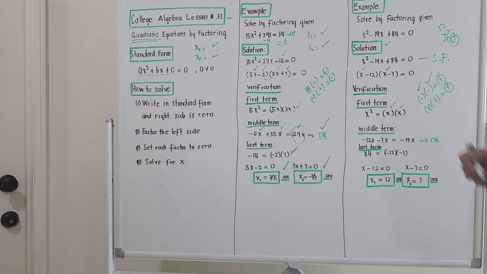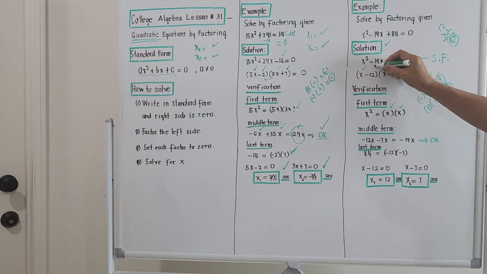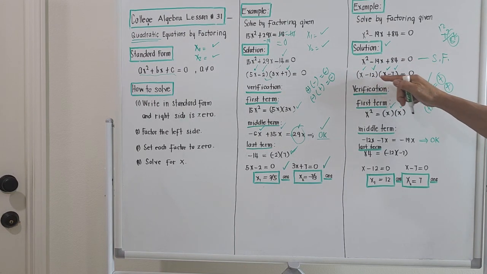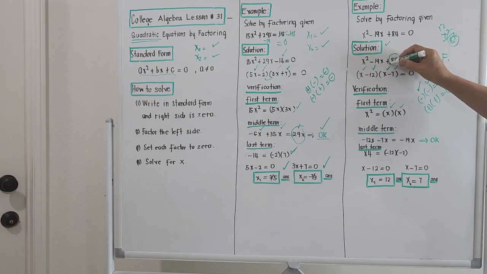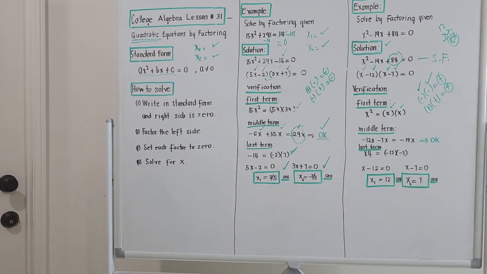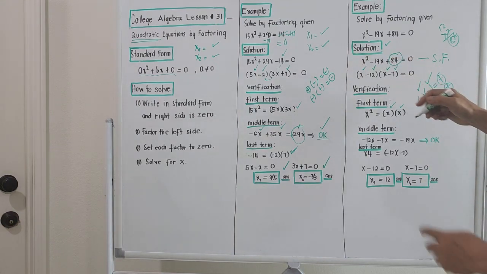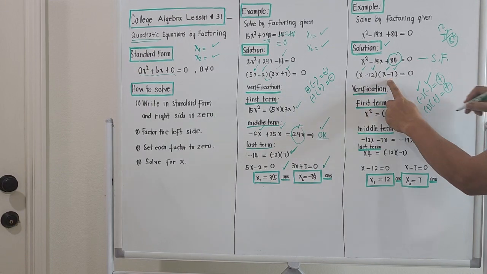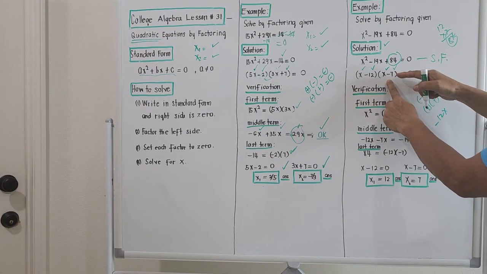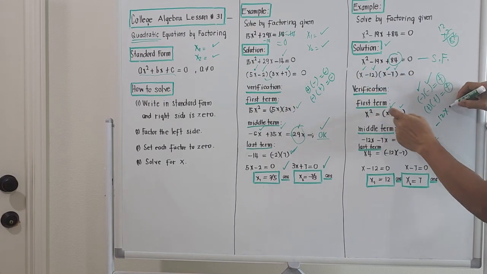So we'll place negative 12 on this one, and negative 7 on this one, because negative 12 times negative 7 is actually positive 84. Let's check the middle term if it will be satisfied to be negative 19x. The middle term comes from negative 12 times x, which is negative 12x, and the other one is negative 7 times x, which is negative 7x.